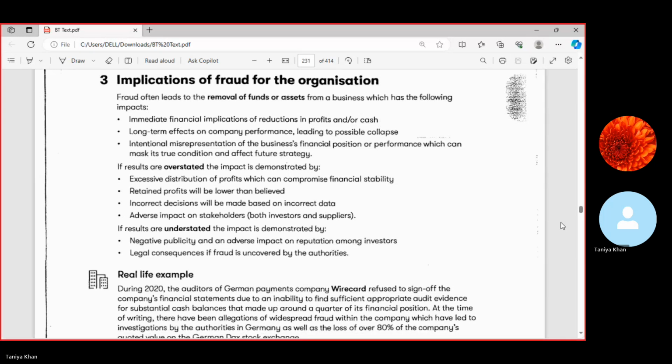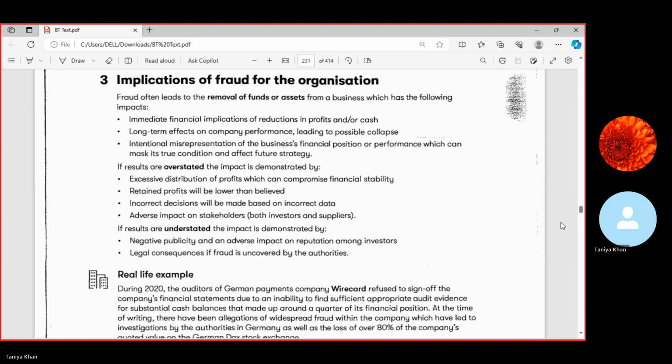Now, next is implications of fraud for the organization. Fraud often leads to removal of funds or assets from a business, which has the following impacts. Immediate financial implications of reduction. When fraud is committed, that will directly have an effect upon the profits or the cash of the company. Long-term effects on company performance, because now the employees will be used to committing fraud, and that can lead to even the collapse of the company.